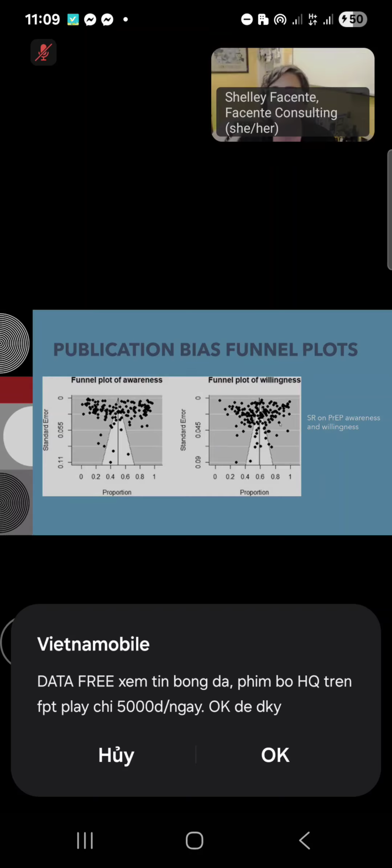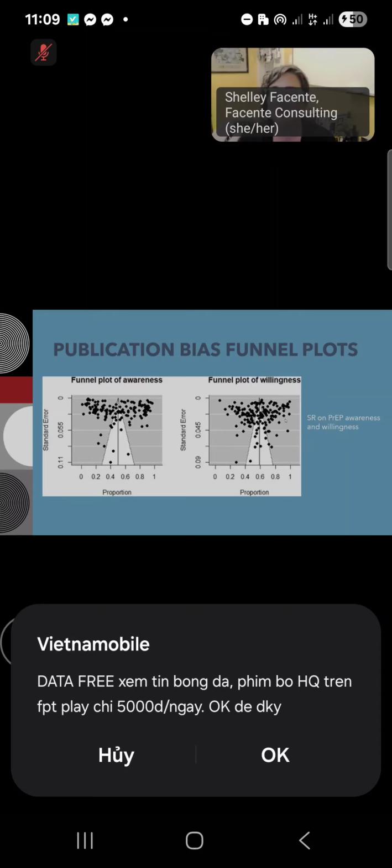It's not going to be ever as perfect as these fake examples trying to illustrate. It's always messier, but okay, it's actually pretty symmetrical on both sides. And they also have fairly low standard error, right? They're very clustered up at the top, which is a good sign. This means that the studies that are included in the review are actually very precise.